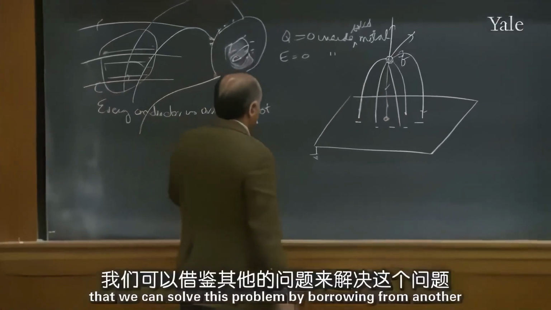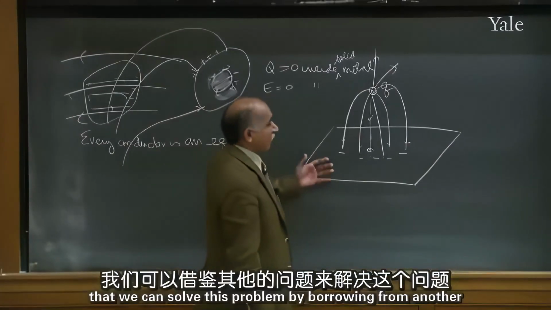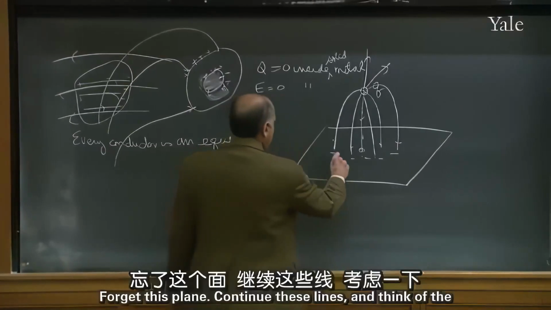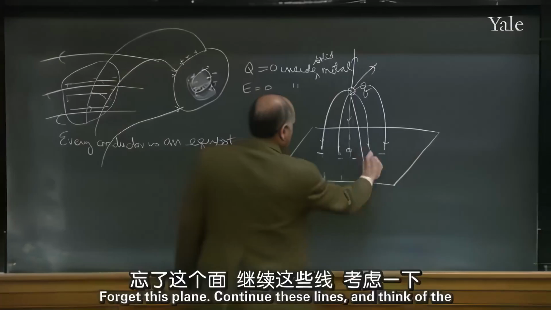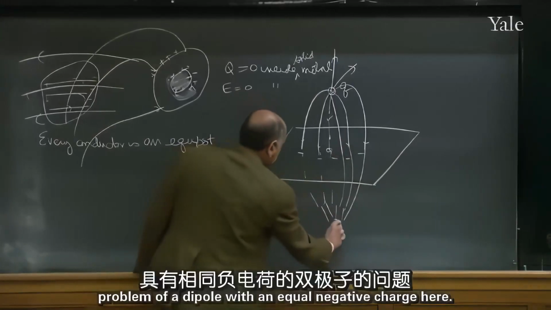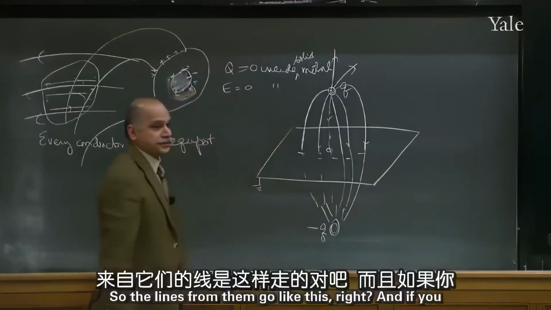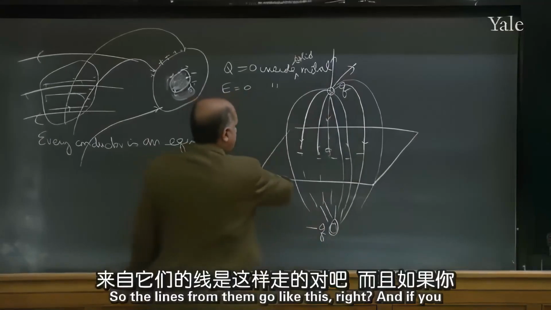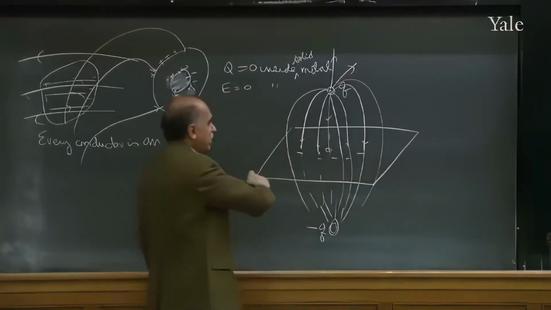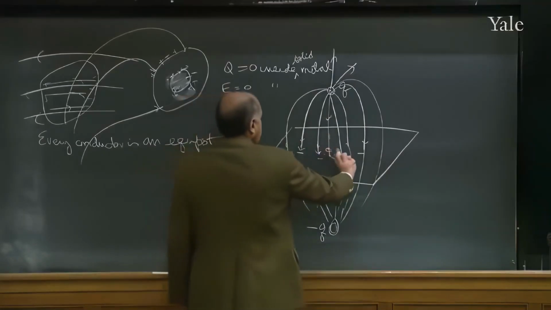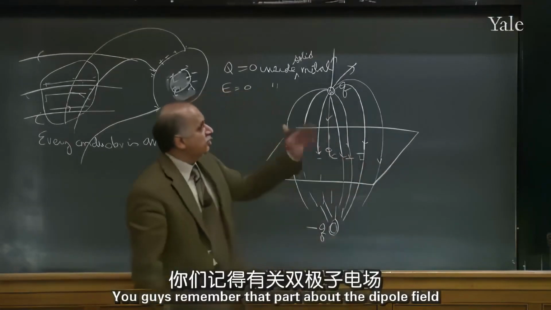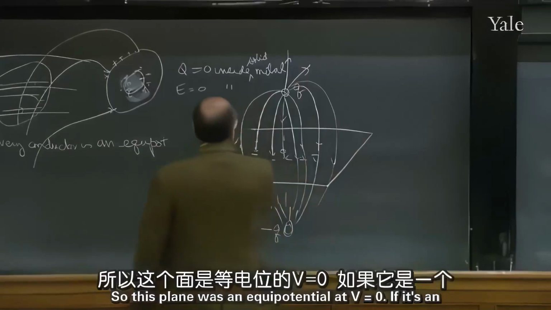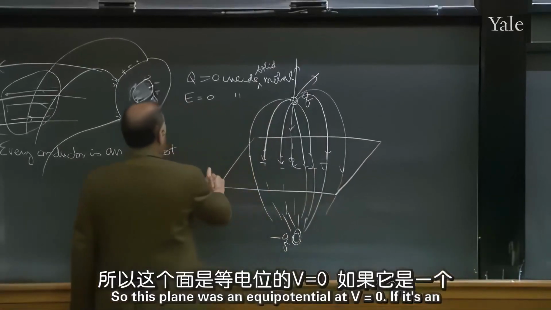The reason is that we can solve this problem by borrowing from another problem. The problem I borrow from is the following. Forget this plane, continue these lines, and think of the problem of a dipole with an equal negative charge here. So the lines from them go like this, right? And if you slice it in the perpendicular bisector of this distance between them, you will hit every line perpendicularly. You guys remember that part about the dipole field? It's somewhere there. You cut it right down the middle. So this plane was an equipotential at V equal to 0.